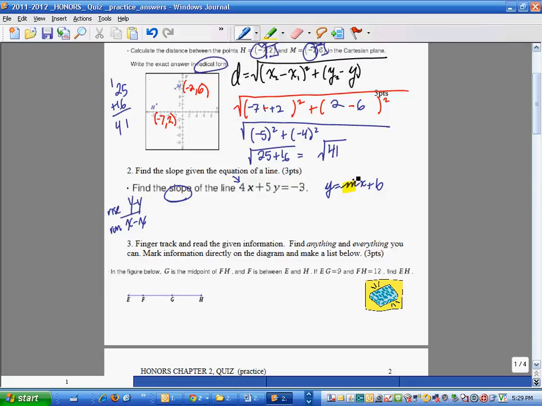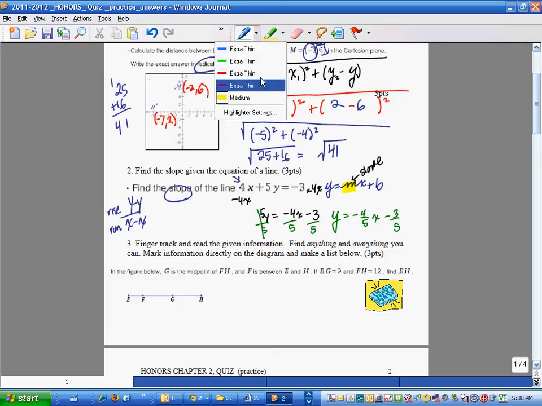So I'm going to come over here, minus 4x, minus 4x. So I have 5y equals -4x minus 3. And I'm going to divide by 5, divide by 5, divide by 5. So my final equation is going to read y equals -4/5 x minus 3/5. So my slope here is going to be -4/5.